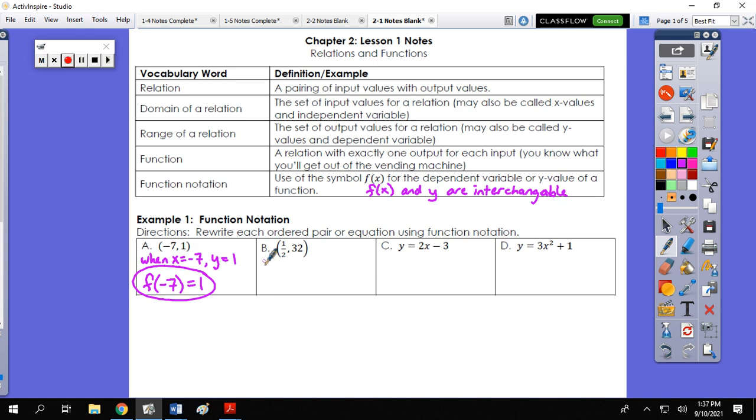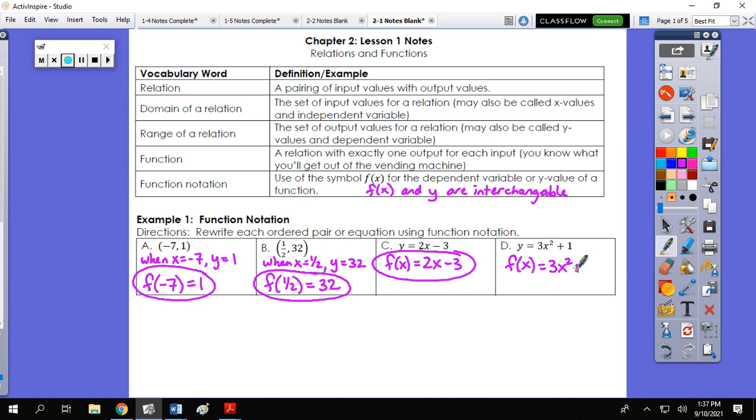So the second one here, again, that says when x is 1/2, y is 32. That's what that ordered pair says, x comma y. We are able to write that exact same thing in function notation. Instead of x, we're going to feed in our x value, which is 1/2. And then on the other side of the equal sign would be our y value, 32. Now for an equation, it's even easier, because since f of x and y are interchangeable, all we have to do is replace y with f of x, and we have written that equation in function notation. So for letter D, f of x equals 3x squared plus 1.